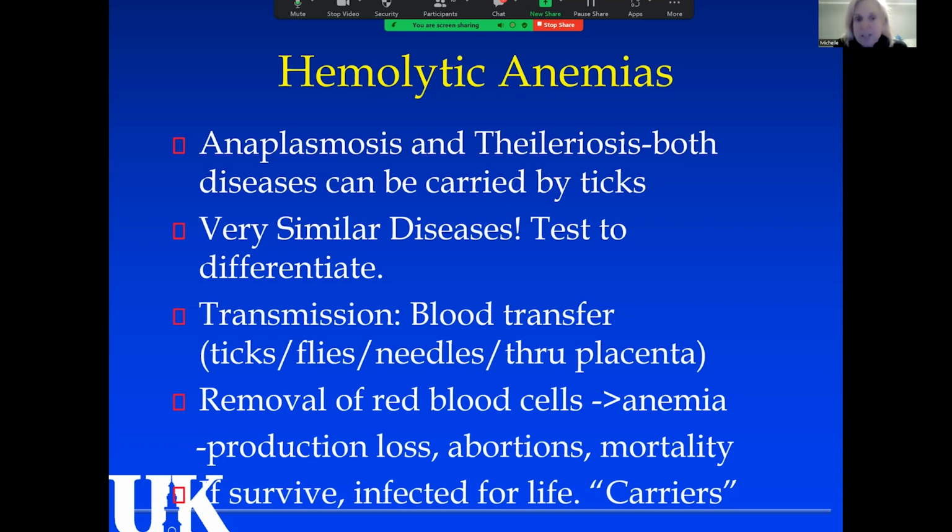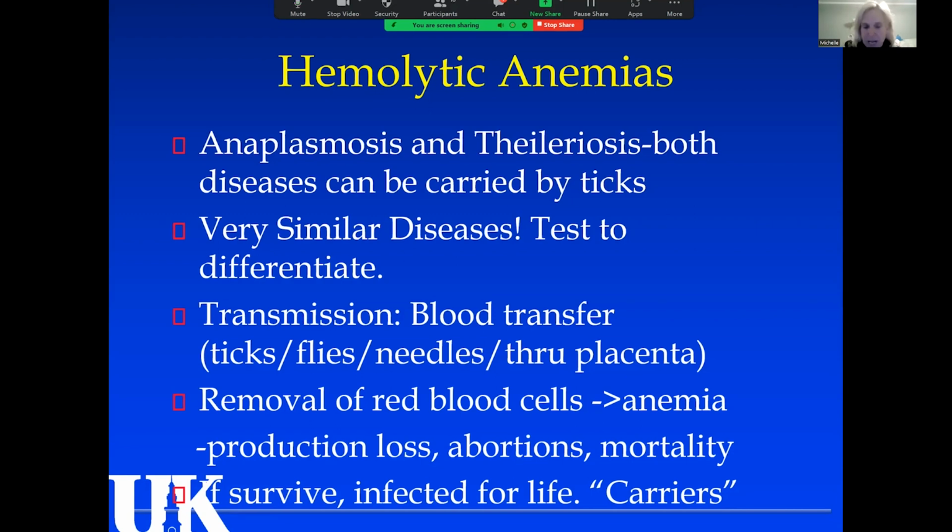Both of these organisms attack the red blood cell, and both diseases are carried by ticks. They're very, very similar, and we can't tell them apart. You have to do blood testing to differentiate them. Transmission is through blood transfer. And again, ticks are the biological vector.